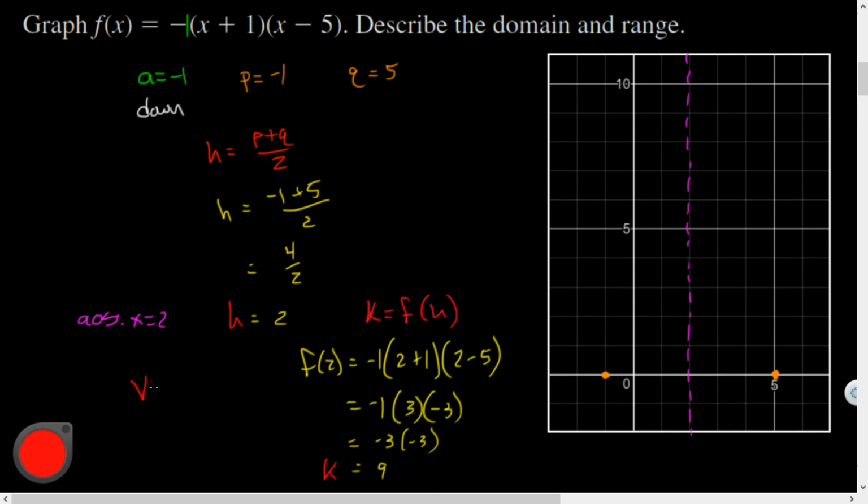Okay. So my vertex is at 2, 9, pulling from the h and the k. So over 2, up 9. There we go.